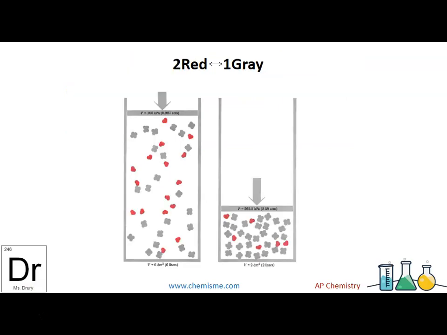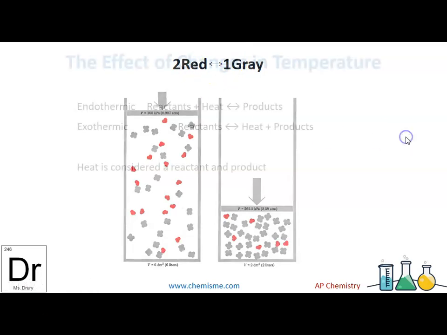And in a pictorial sense, if you had, let's say, 2 reds for every 1 gray and it's reversible, at first it looks like there's quite a bit of red, and as you increase the pressure on it, there's less and less red, because you're going to shift to make more gray since it takes up less room, since there's only 1 for every 2 reds.